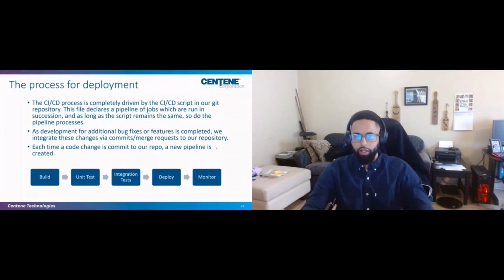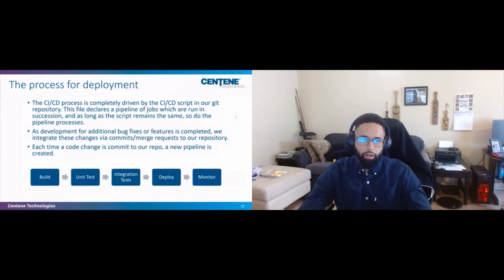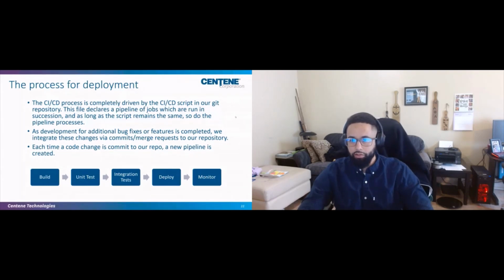So now we're going to get into the actual CI/CD process. This process is completely driven by a CI/CD script in our Git repository. This file declares a pipeline of jobs which will run in succession. And as long as the script remains the same, so does the pipeline process. So we'll always see the exact same process run.